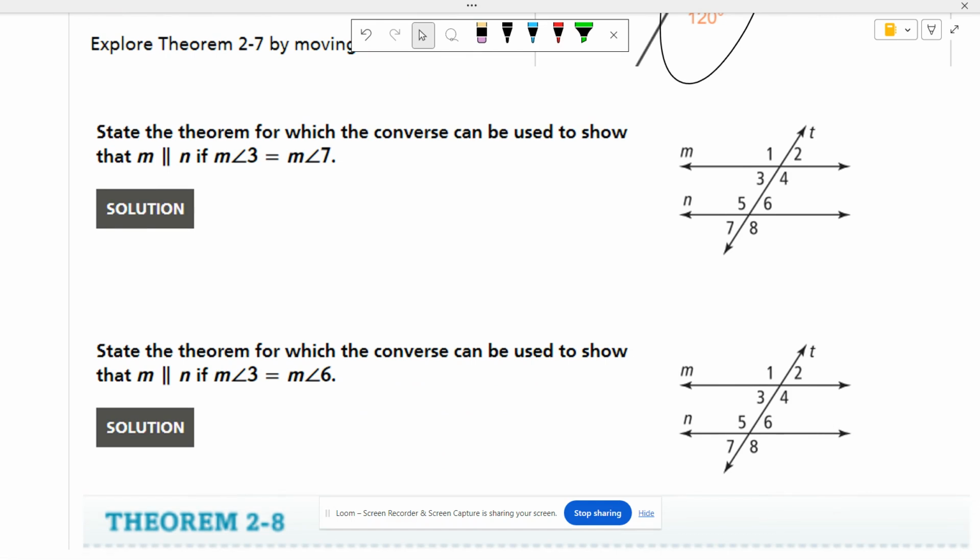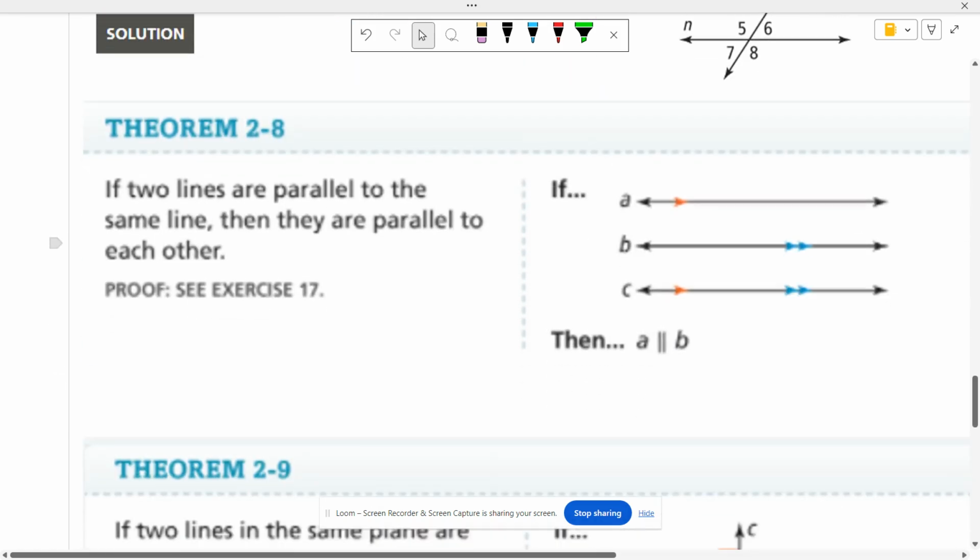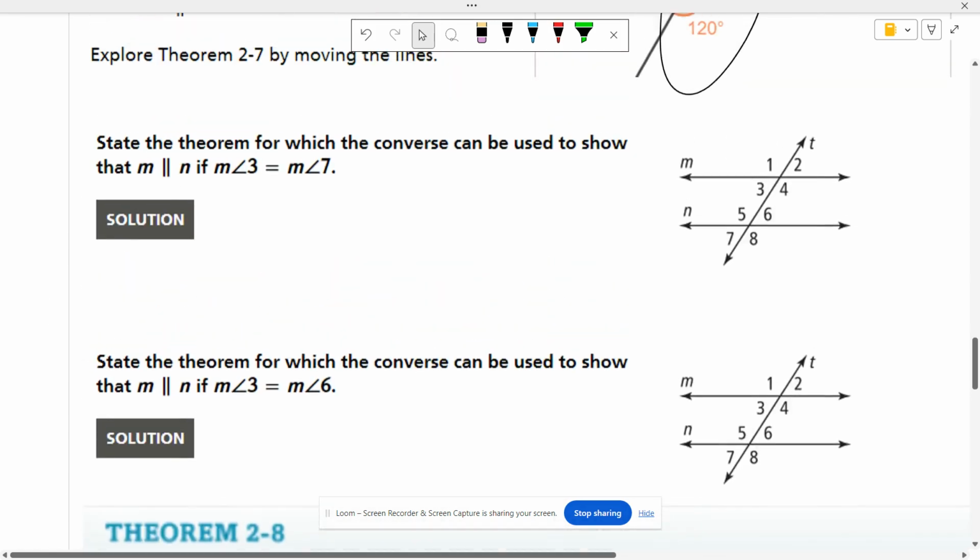If 3 is congruent to 7, are the lines parallel, yes or no? Yes, because 3 and 7 are what types of angles? Corresponding. If 3 is congruent to 6, are these parallel? Yes, they are, because they're what types of angles? Alternate interior.